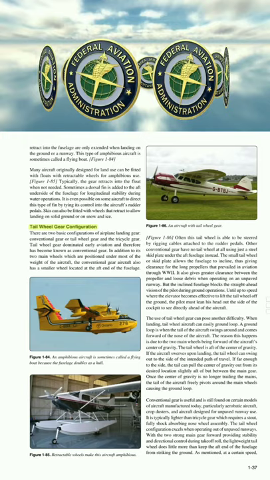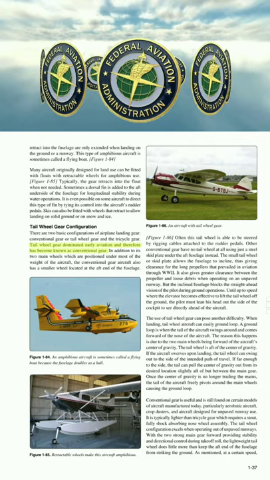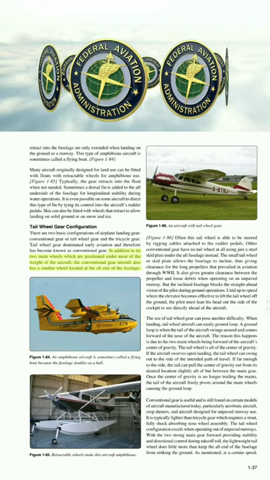Tail wheel gear configuration. There are two basic configurations of airplane landing gear: conventional gear, or tail wheel gear, and the tricycle gear. Tail wheel gear dominated early aviation and therefore has become known as conventional gear. In addition to its two main wheels, which are positioned under most of the weight of the aircraft, the conventional gear aircraft also has a smaller wheel located at the aft end of the fuselage.